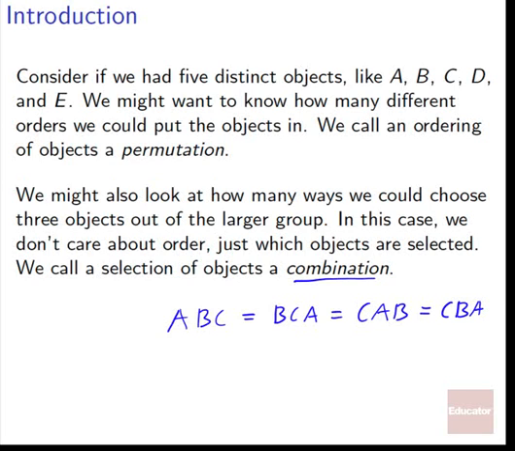But a different one would be if we'd pulled out different letters, like, for example, A, B, D. Or if we had pulled out B, D, E, right? That would be yet another different selection. So each one of these is a combination, a way of choosing letters from our group of letters.